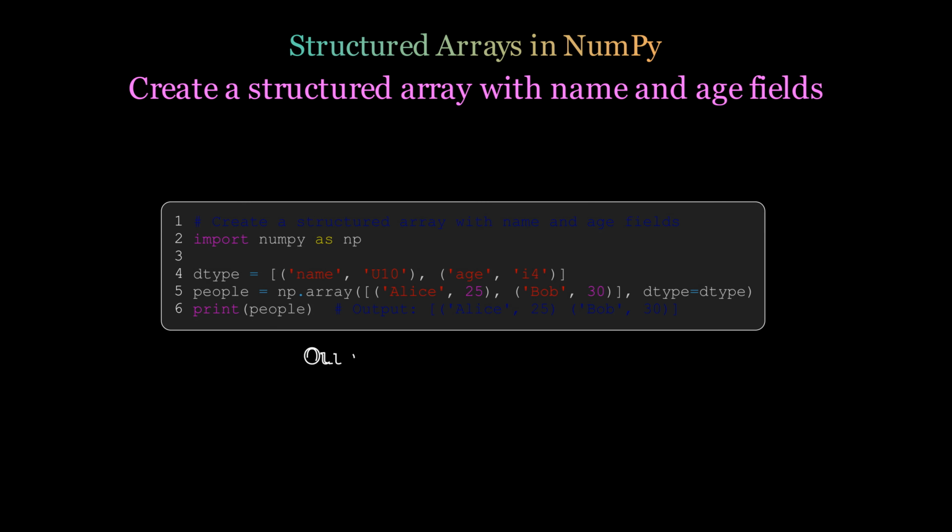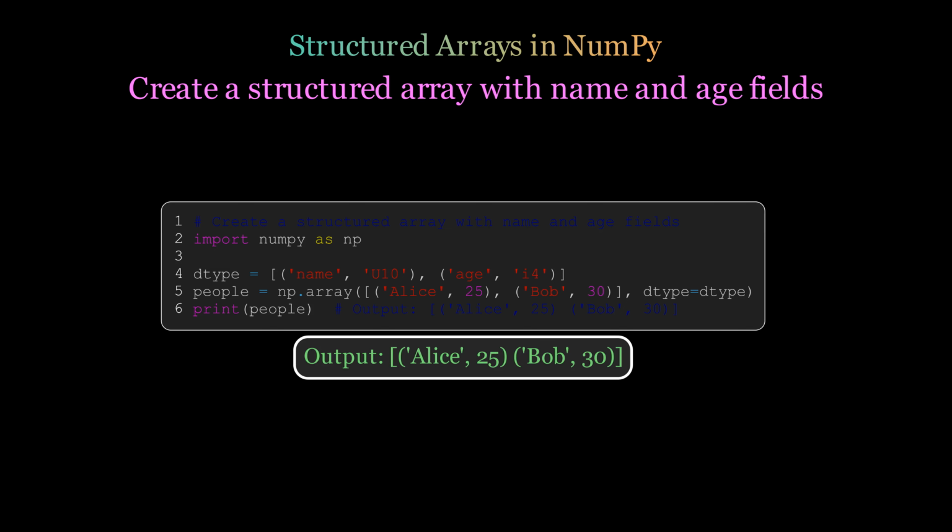We define a dtype with 2 fields. Name, as Unicode string of length 10. And age, as 4-byte integer. The array stores records of people with their names and ages. Notice how we can access fields by name rather than just by position like regular arrays.